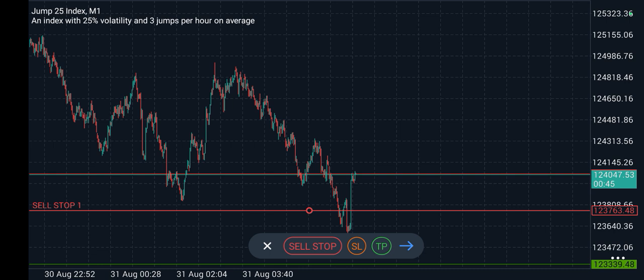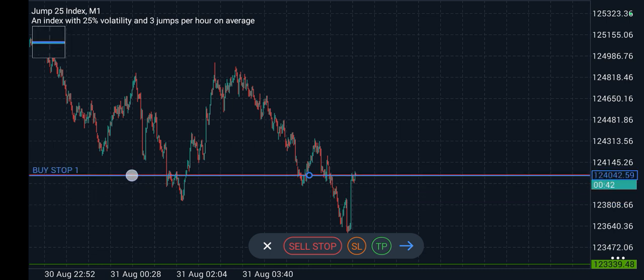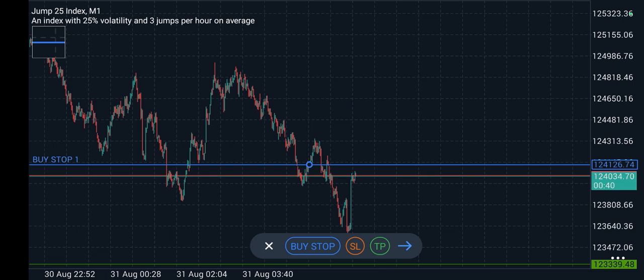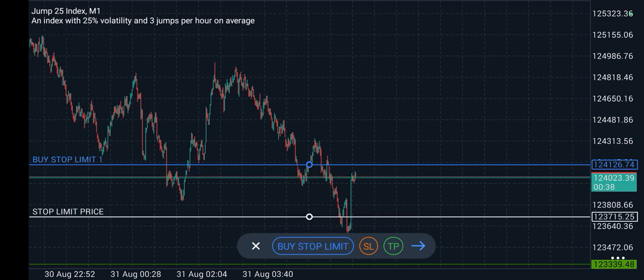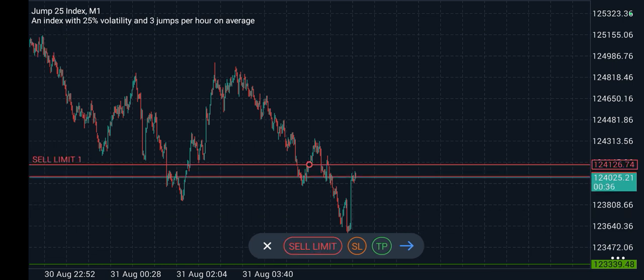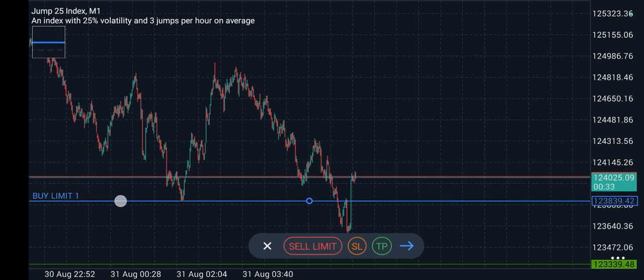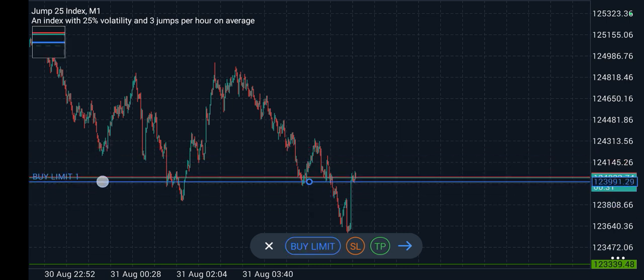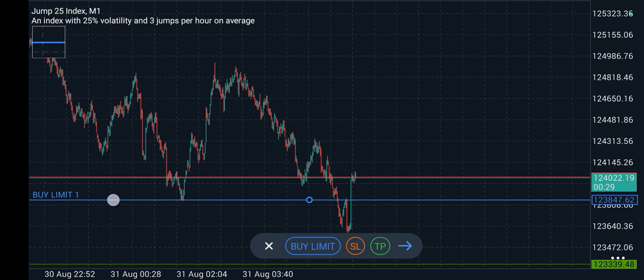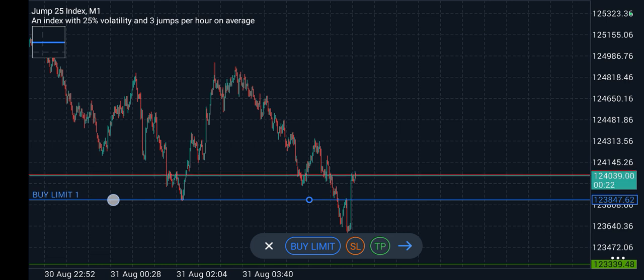So for the limit order, we have the buy limit and we have the sell limit. Let me explain the buy limit first. The buy limit is the order placed below the price, and the price keeps going up. Remember, the buy stop is the order placed above the current market, but the buy limit is the order placed below price.